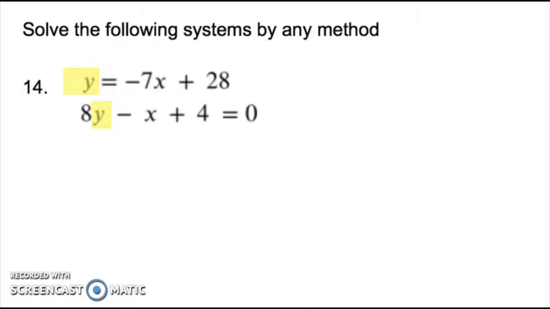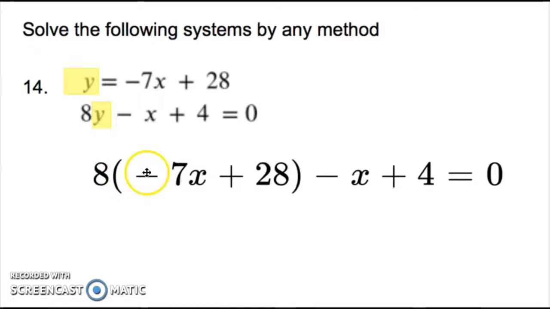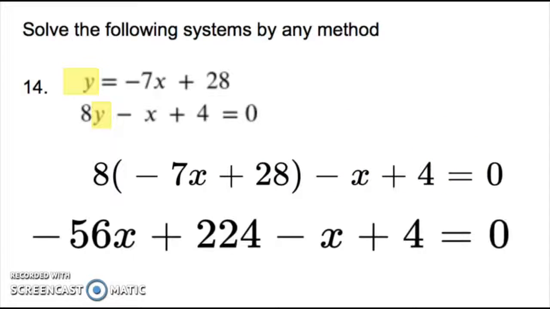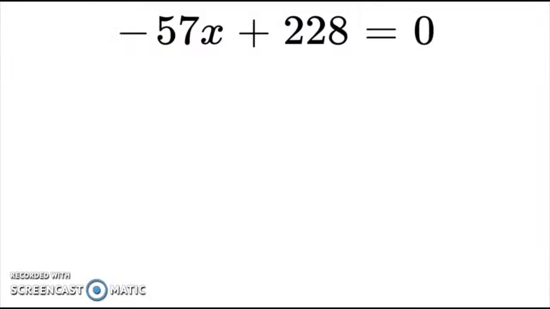So what I'm going to do is put everything here, negative 7x plus 28, and substitute that in for y here. So doing that, I have 8 and everything in parentheses, negative 7x plus 28, minus x plus 4 equaling 0. Distribute the 8, I get negative 56x plus 224 minus x plus 4. Combining my like terms, negative 56x minus x gives me negative 57x. 224 plus 4 is 228.